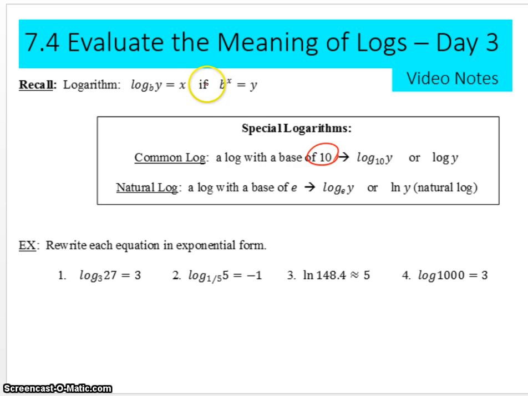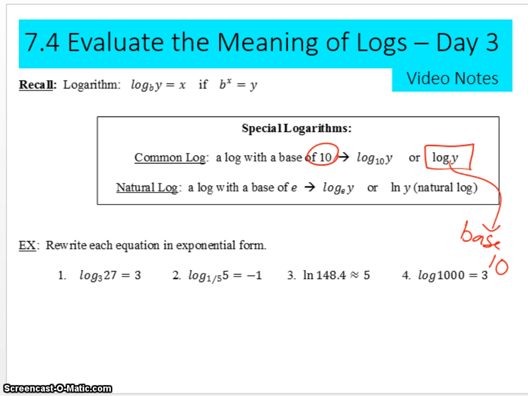If it's a log base 10, because it's so common, we don't write anything as the base. So you'll notice instead of saying log base 10 of y, it just says log of y. So if there's nothing there, you assume this is base 10. It's so common that we don't need to put the 10 there.